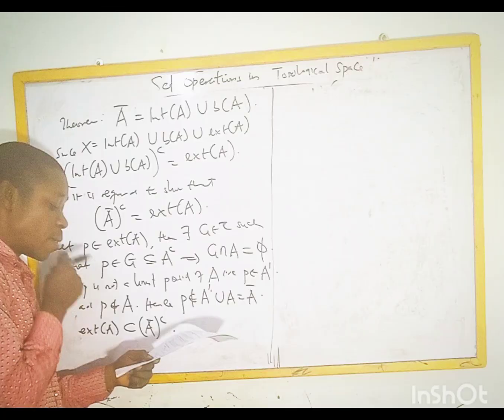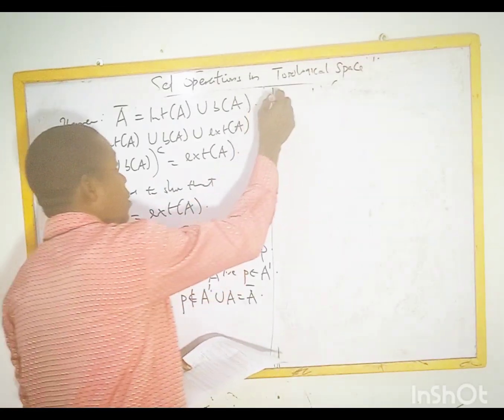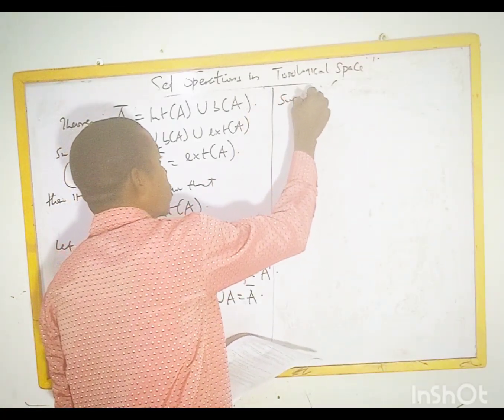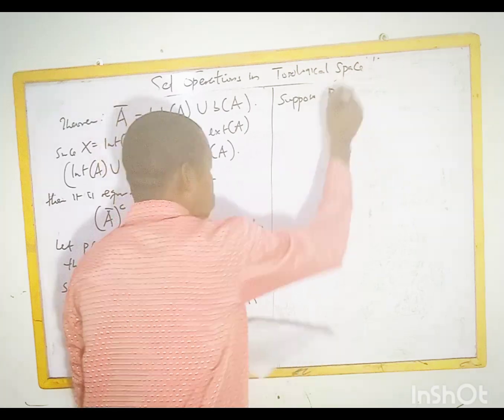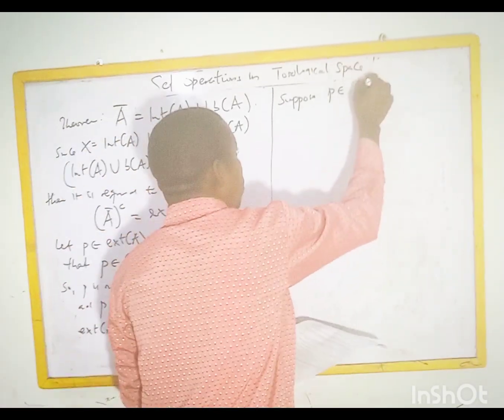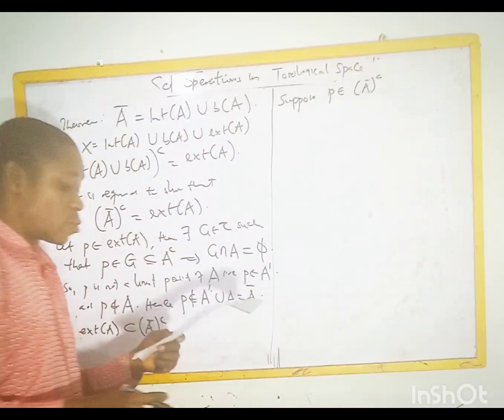Now what to do here is this. Now suppose B belongs to the closure of this. I consider that now. Suppose you have this.